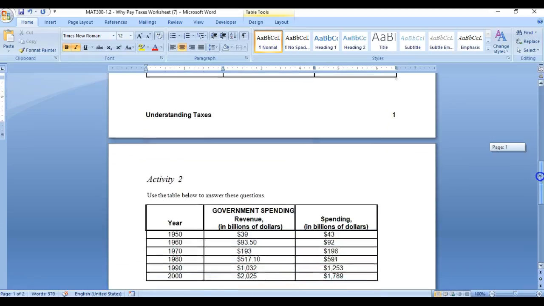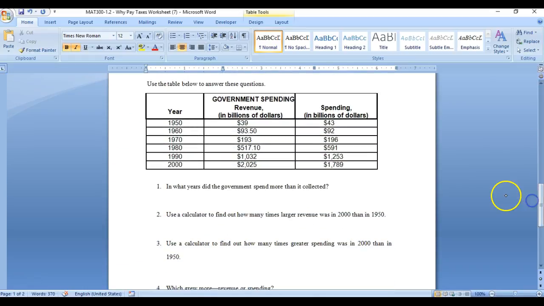So once you've filled out the column, then there's a little bit more where they give you a chart and they list the spending and the revenue in each year from 1950 to the year 2000. So spending is how much the government spends. Revenue is how much the government earns through our taxes and such. It collects taxes. So in 1950 they made 39 billion in taxes, but they spent 43 billion.